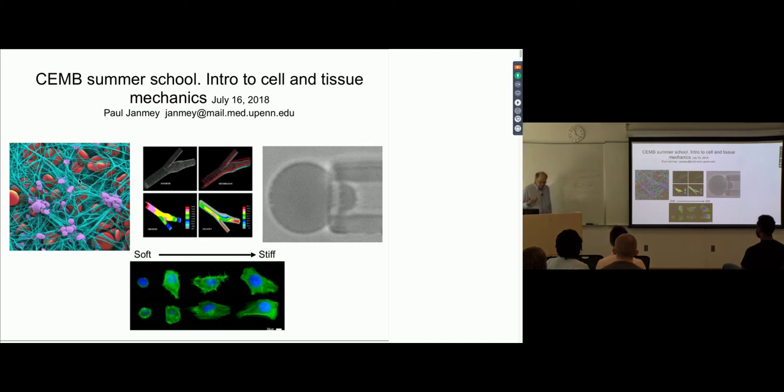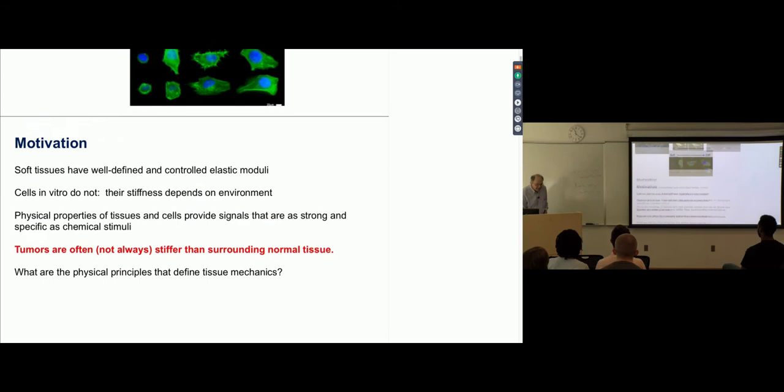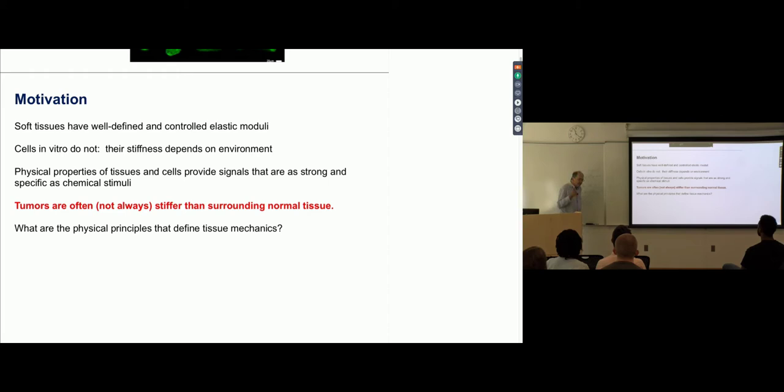Okay, so again, here's in words the motivation for why this is an interesting thing to study. And that is that most tissues in the body have a surprisingly well-controlled stiffness. In the next couple slides, I'll try to make this notion of stiffness more quantitative and precise. But you know from your own intuition that some parts of your body are stiffer than others. But that stiffness is surprisingly well controlled.